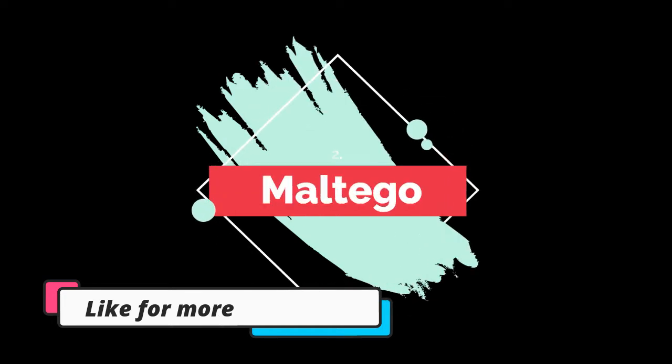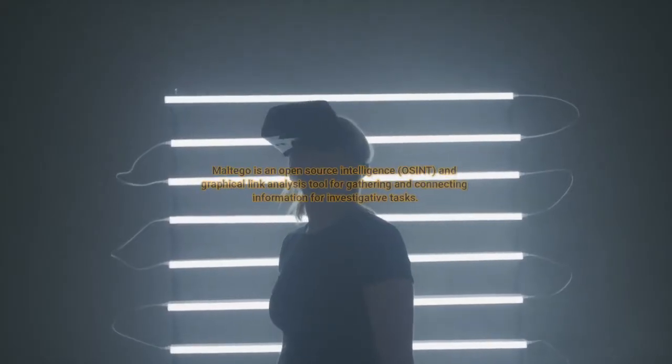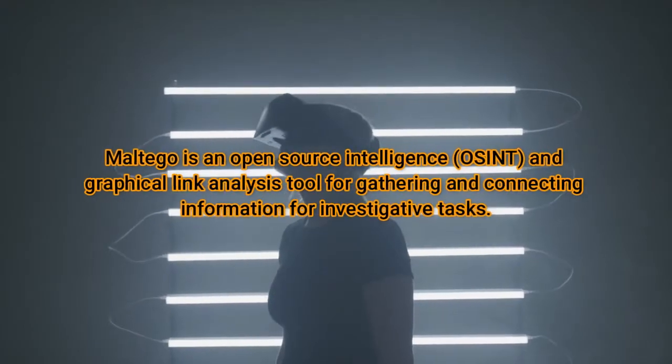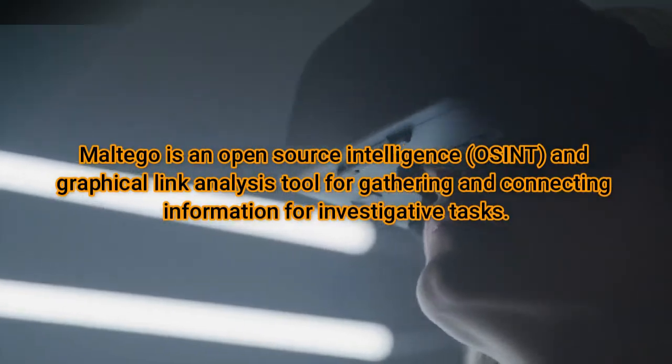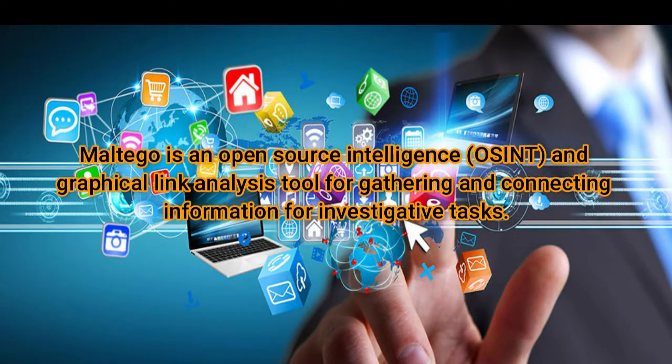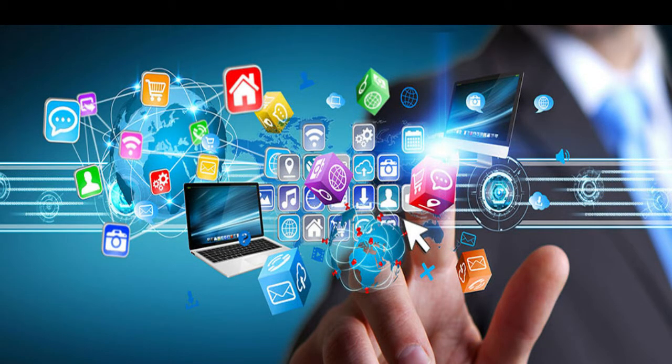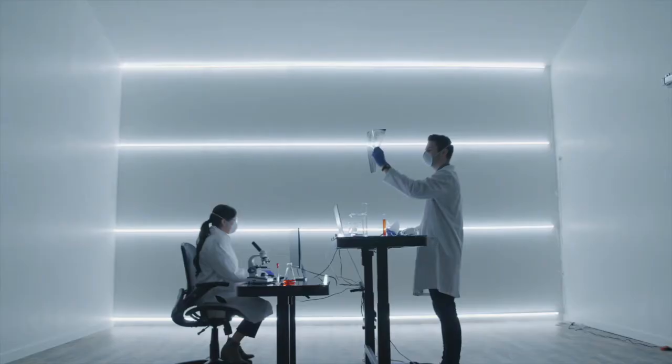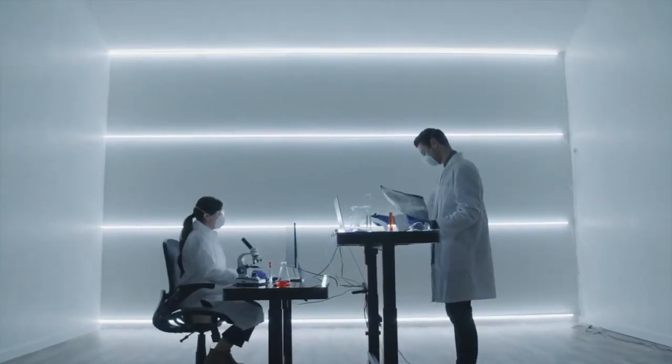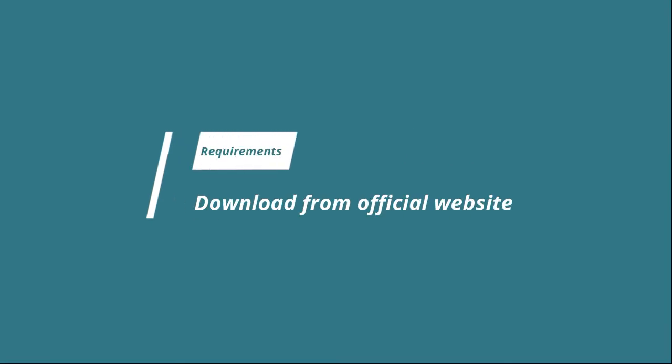The second one is Maltego. Maltego is an open source intelligence tool and graphical link analysis tool for gathering and collecting information for investigative tasks. Maltego allows us to quickly pull data from profiles, posts, and comments into one graph where we can conduct text searches and see connections. In just a few minutes, we can narrow initial research to a handful of individuals using variations of aliases connected to suspected local traffickers. We would not have been able to do that without Maltego. For this tool, you can download it from the official website.